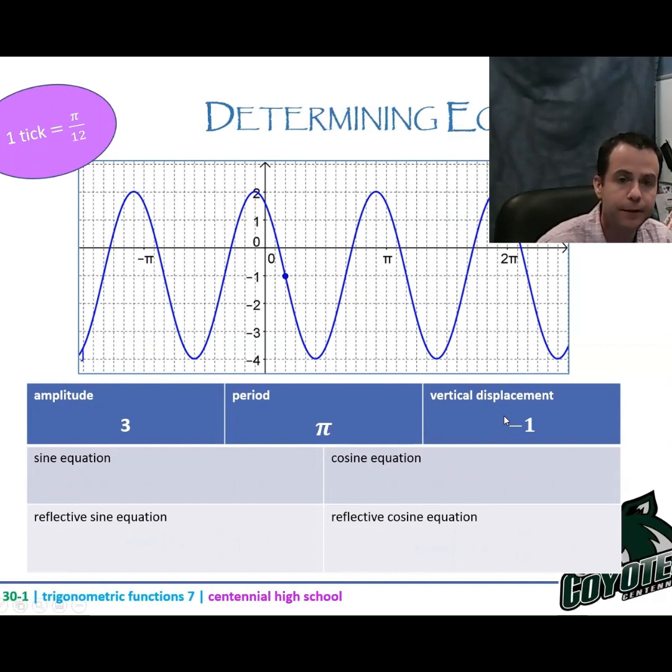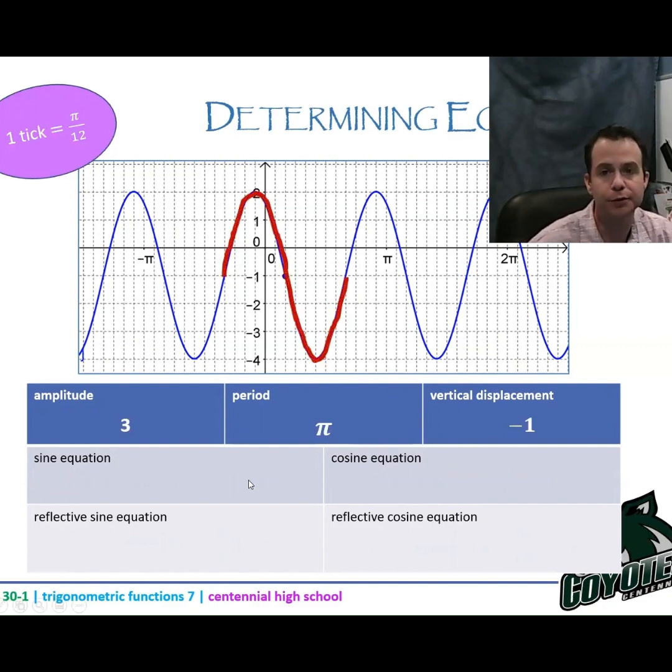So now the only difference is going to be how I get the phase shift for the sine equation, the cosine equation, the reflective sine, and the reflective cos. So we're going to go through each one of these and just try and find a picture. So let's deal with the sine equation first. You're looking for a picture on this graph where you start at a midline. So you're starting at that -1 line and you're heading up, okay? So try and find that picture on your paper.